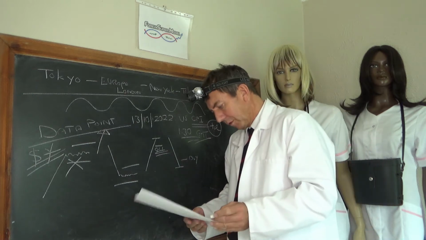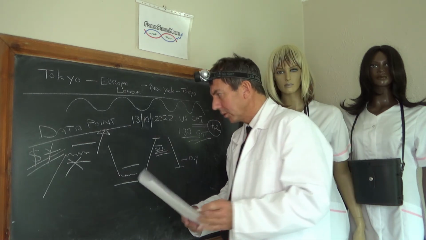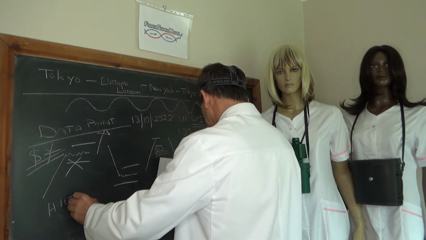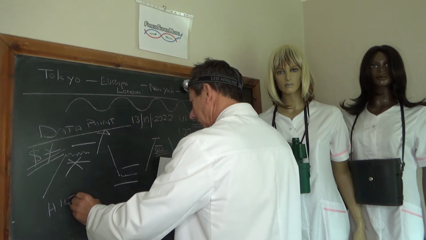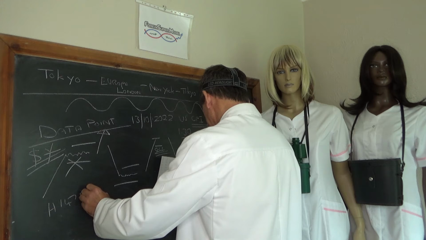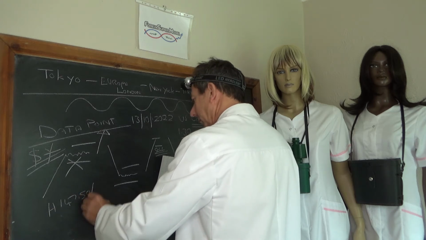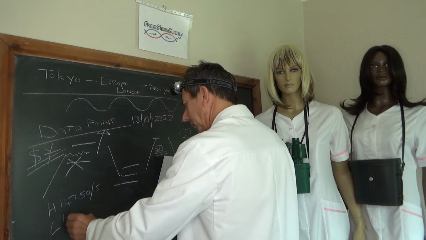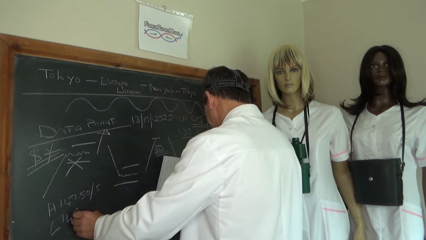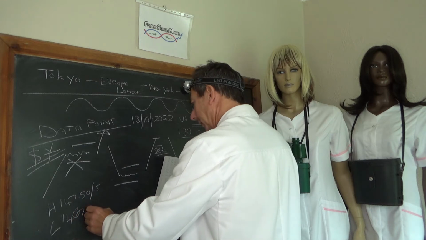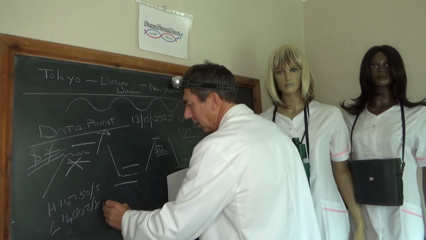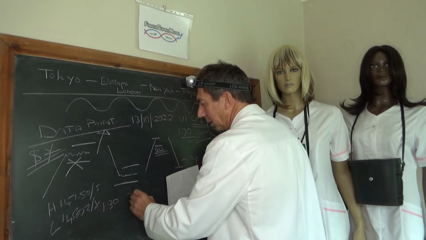Now, what were the figures for that then? So the high was 147.50, 147.505, and the low was 146.728. Now this is at the 1:30 mark on a 30-minute chart.